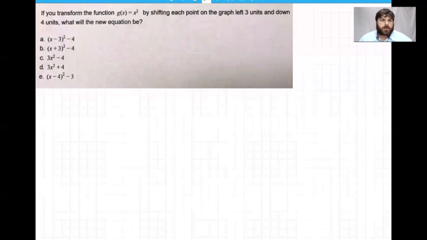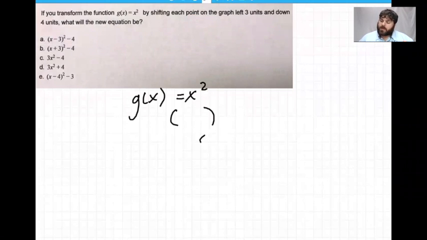All right, next question. If you transform the function g of x equals x squared by shifting each point on the graph left 3 units and down 4 units, what will the new equation be? Okay. So remember, when you shift left or right, that's always with the x according to that awesome story that I told. Okay, so if you have x squared, you want to shift left or right, you're going to put a number inside the parentheses with that x.